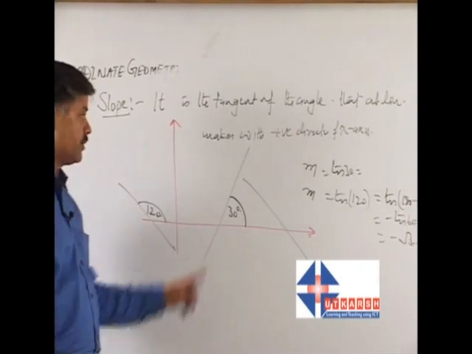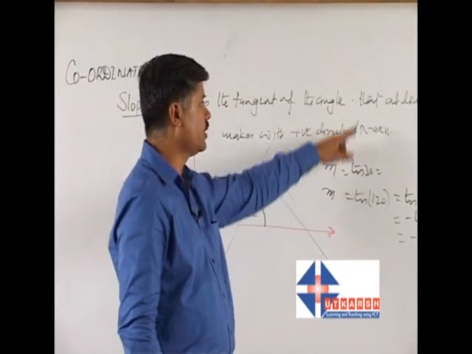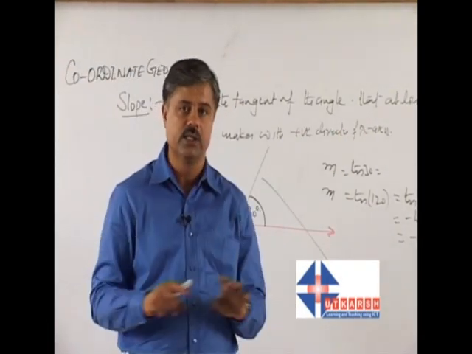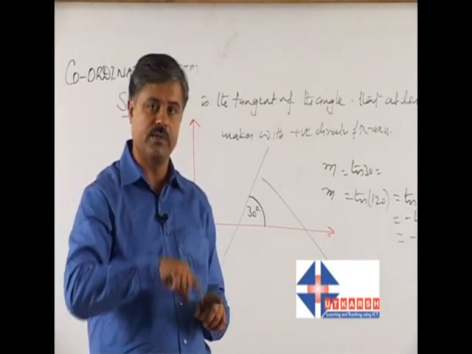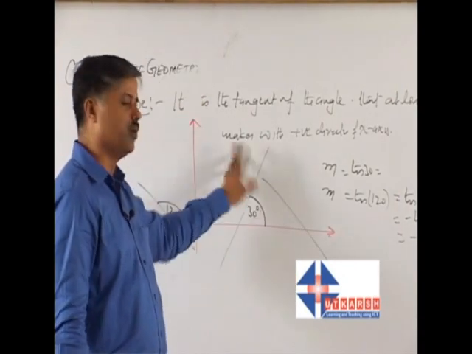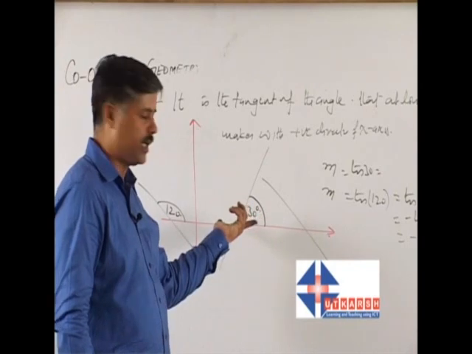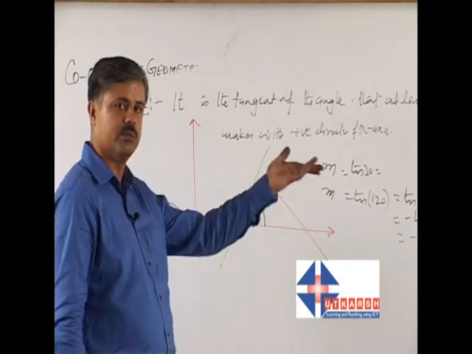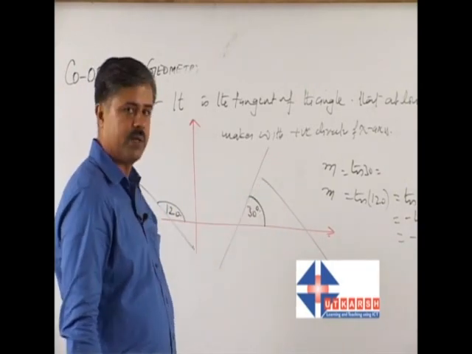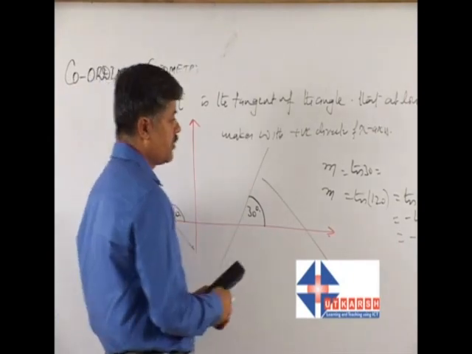Now you know the range of tan theta, for the angle that the line makes, is minus infinity to infinity. So the slope can have any value. You can never say that the slope has to be this or that. Slope can be any number. Agreed? But there are a few points here.